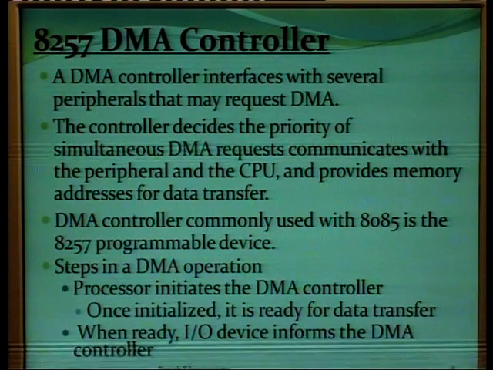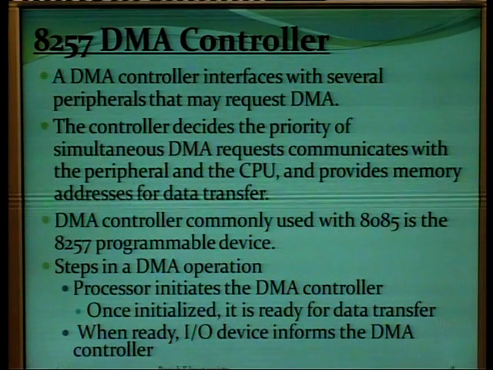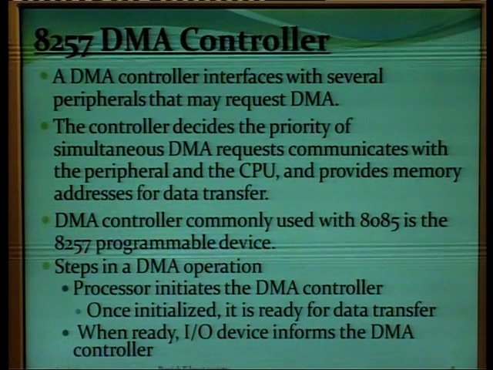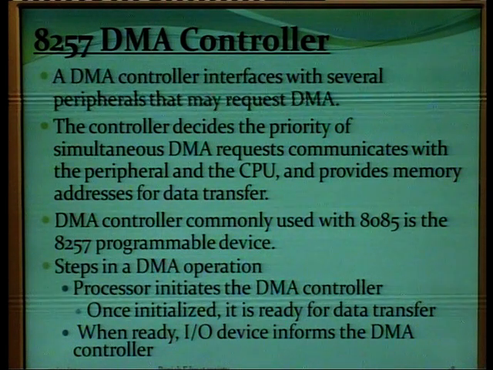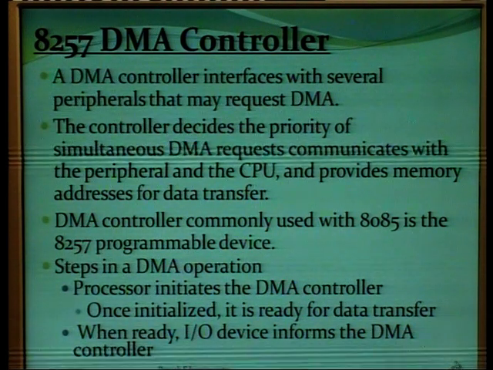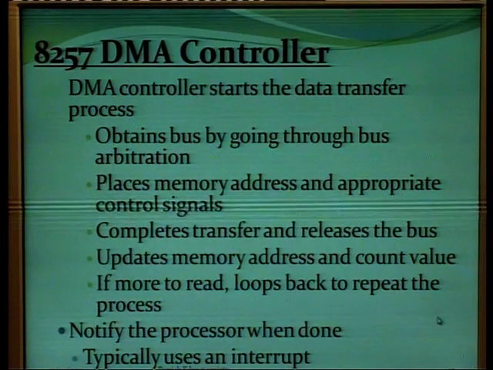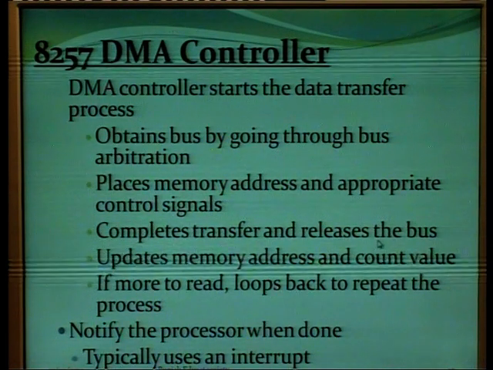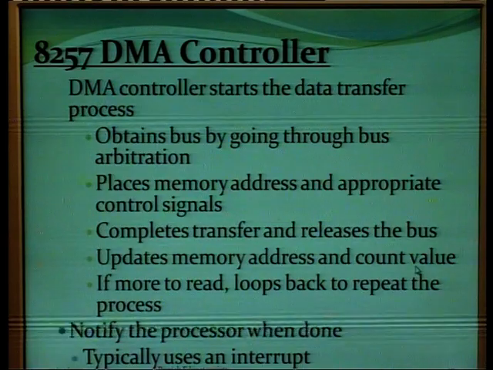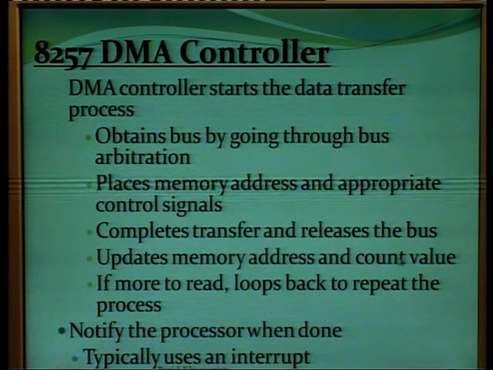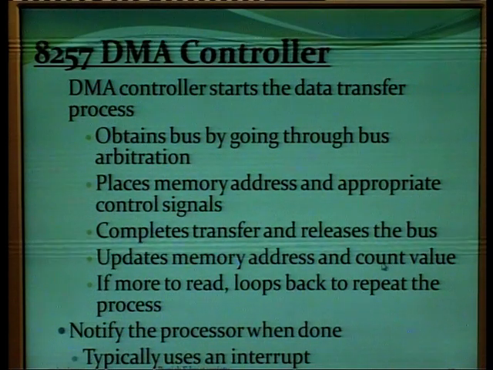Steps in a DMA operation: the processor initiates the DMA controller, then data transfer. When ready, the I/O device informs the DMA controller. The DMA controller starts the data transfer, obtains the buses from the microprocessor, and places the memory address and appropriate control signals.